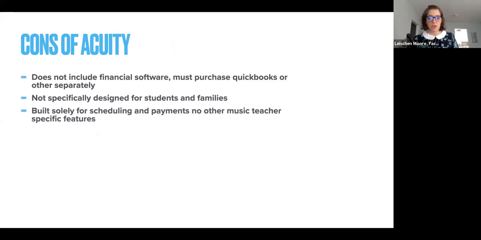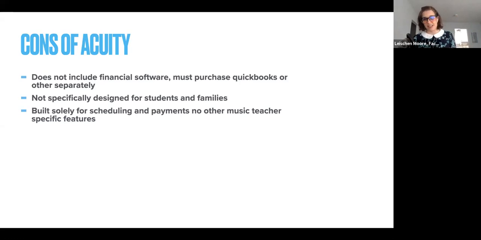Cons of Acuity. It does not include financial software, so you must purchase QuickBooks or another software program if you want to have all your finances tracked. So I just bought a house this year, and all my finances are on my music staff, and I was able to click a button, and my payments and expenditures were run. I sent that off to my mortgage lender, and it took maybe 5 minutes. Now, so Acuity, you would have to buy QuickBooks, and then you could run that out of QuickBooks.